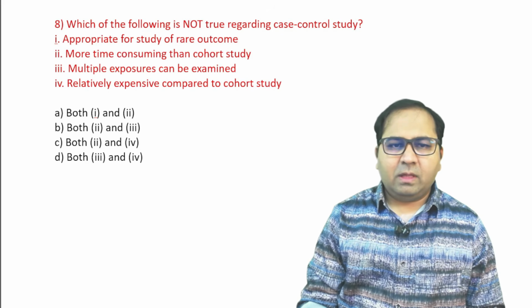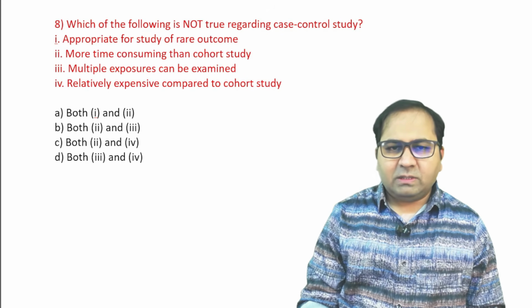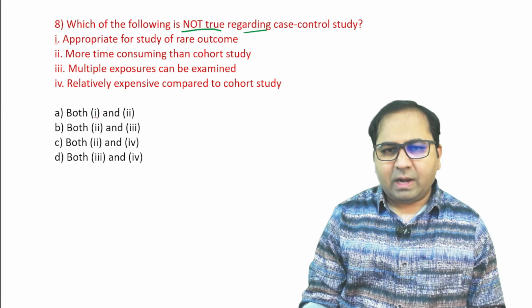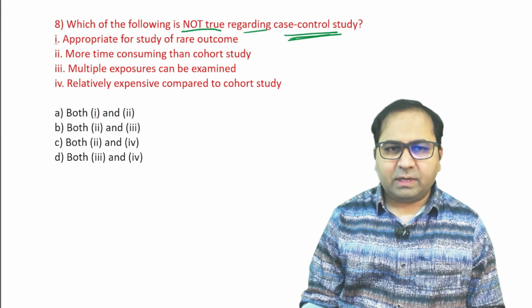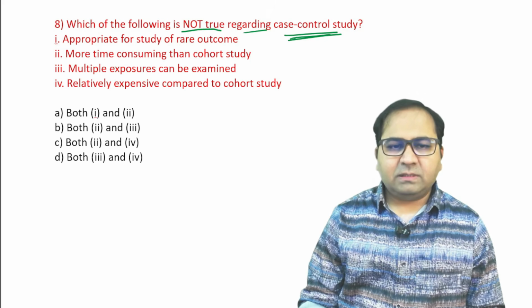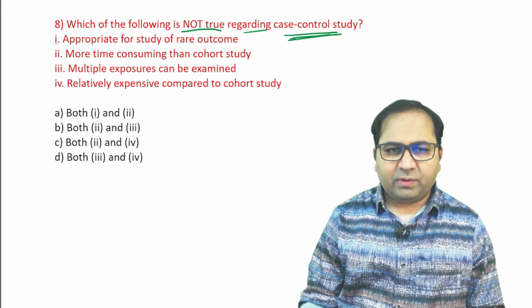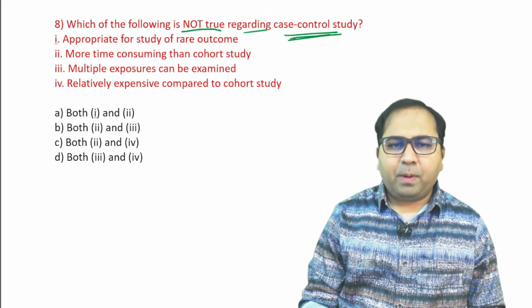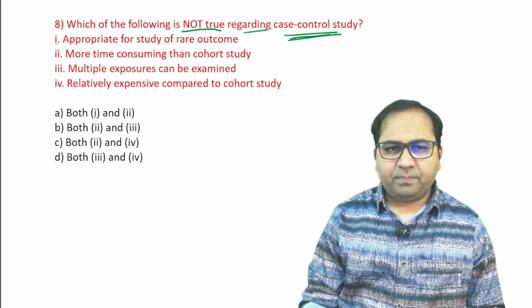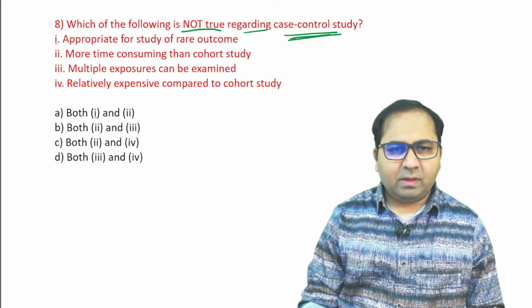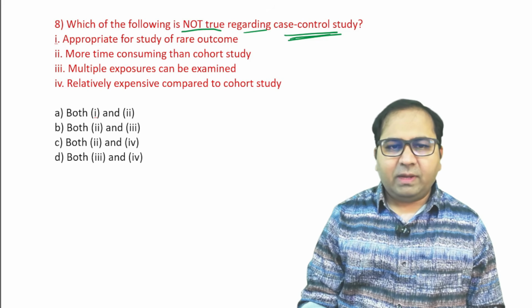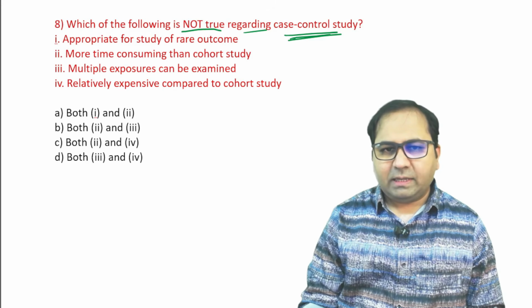Next question. Which of the following is not true regarding the case control study? Let us see the statements. First statement, appropriate for study of rare outcomes. The second statement, more time consuming than the cohort study. Third statement, multiple exposures can be examined. Fourth statement, relatively expensive compared to cohort study.